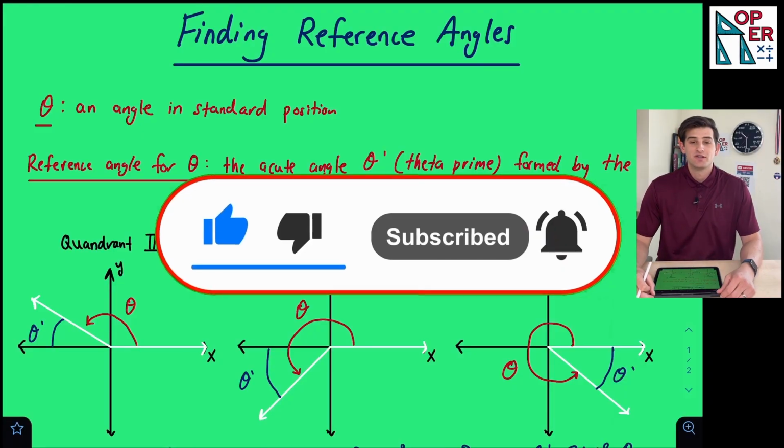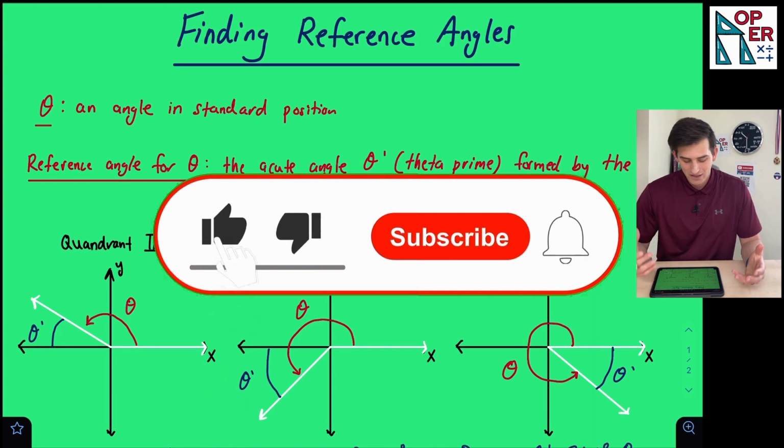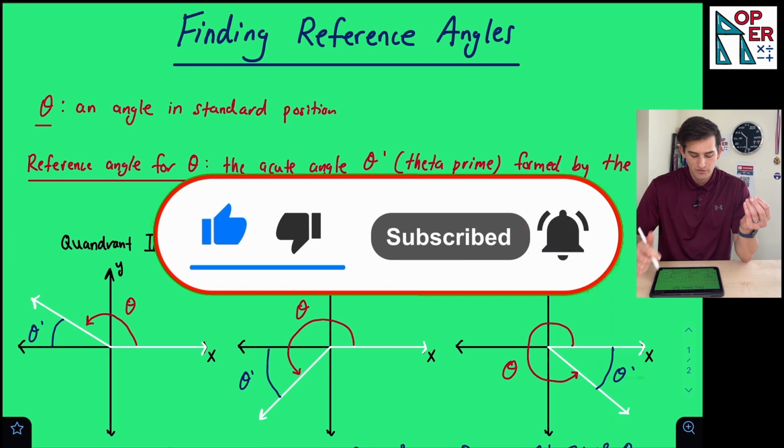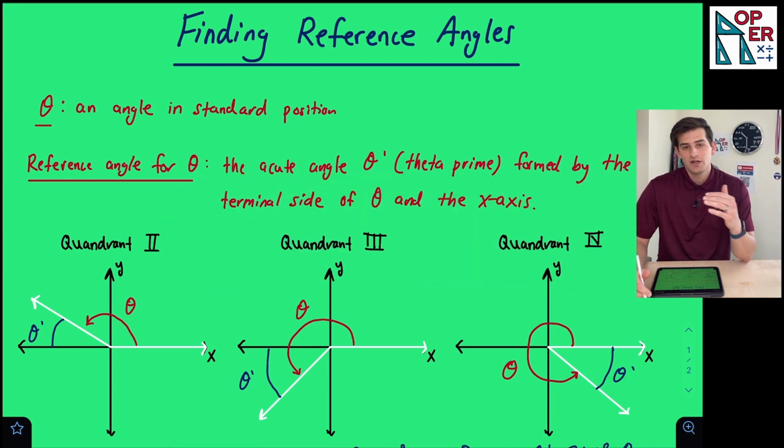Hello everyone, in this video we're going to talk about how we can find reference angles. So remember, we've talked about theta, the Greek letter, being what we use for our angle in standard position. Standard position has our terminal side starting on the x-axis, right in between quadrant 1 and 4, and going up counterclockwise to form our angle theta. Now for our reference angle for theta, we're going to use theta prime. It is an acute angle that's formed by the terminal side of theta and the x-axis.